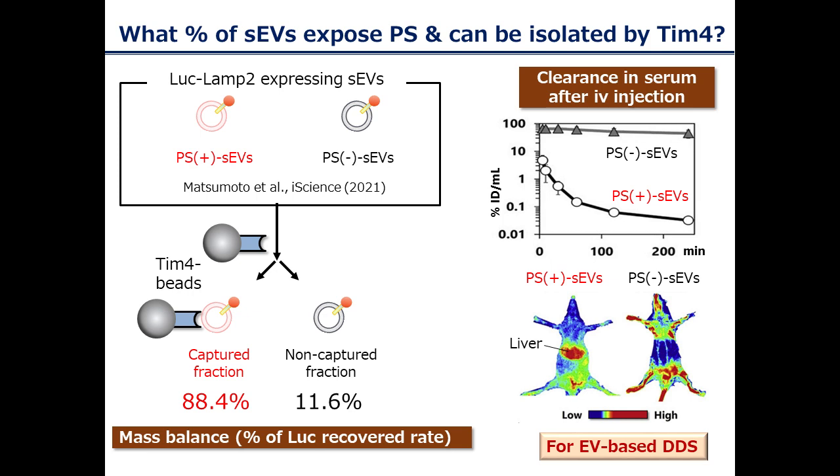As I explained in the beginning of this talk, PS is a signal for phagocytic clearance. Accordingly, the PS-negative SEVs were much more resistant to clearance in serum after IV injection than PS-positive SEVs, especially not targeted to liver, where TIM4 is highly expressed by macrophages. In other words, PS-negative SEVs prepared by TIM4 method could be a powerful tool for EV-based drug delivery system.